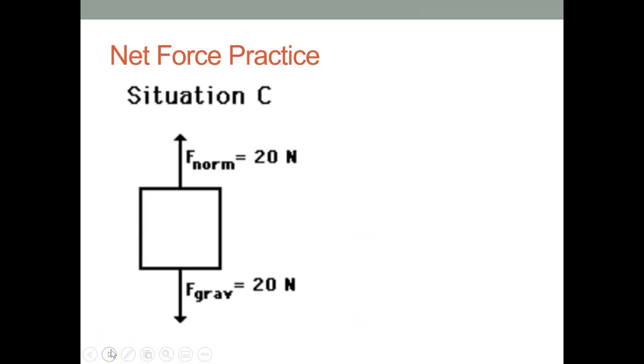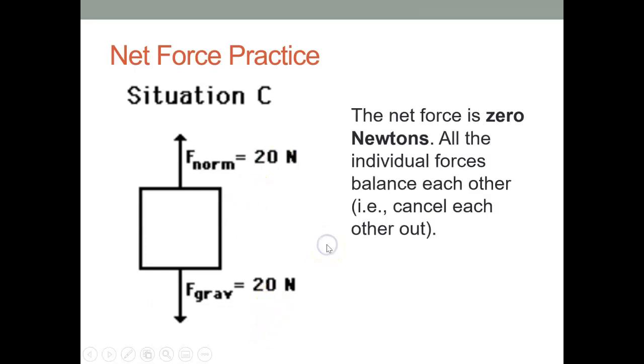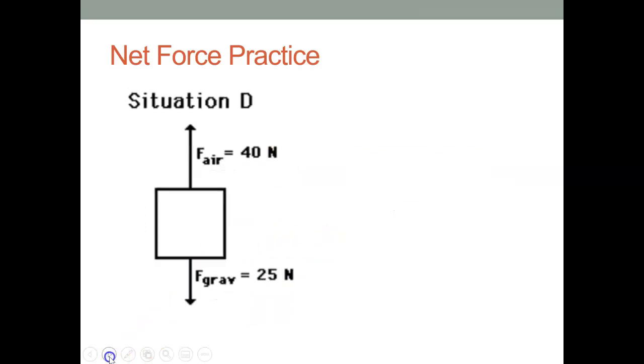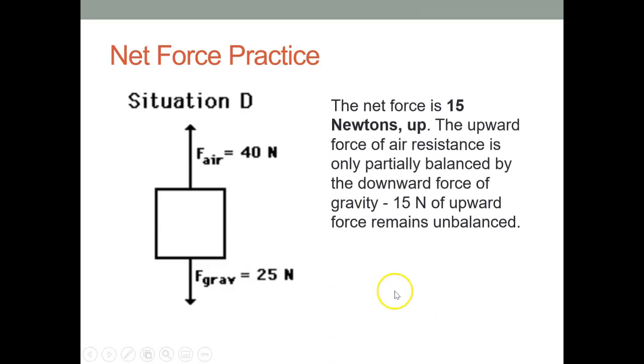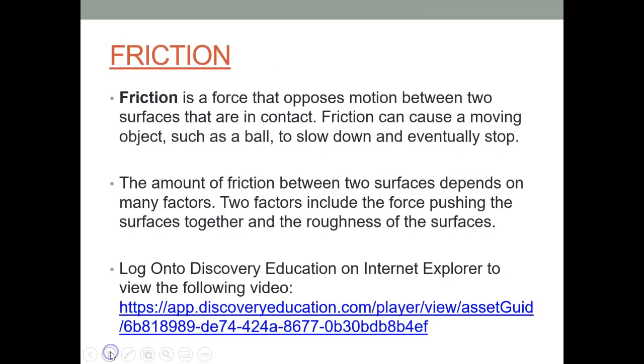In situation C, take a moment. As you can see, we have 20 newtons north, or up, 20 newtons down. Because 20 and 20 are the same, they will cancel each other out, leaving us with a 0 newtons net force. Situation D, we have 40 newtons up, 25 newtons down. Take a moment, solve it, and you should get 15 newtons up. Still resulting in an unbalanced situation or net force.